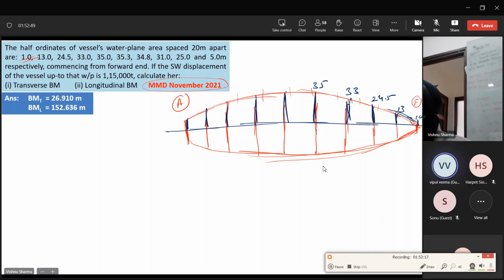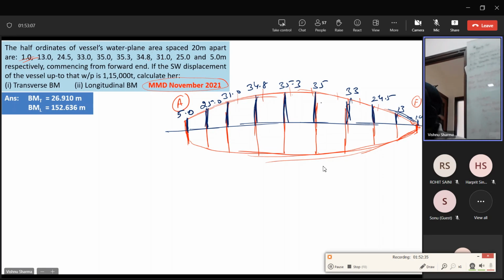35. Sorry sir to disturb, sir. Vipul is logging out and again reconnecting. Okay, no problem. Come in. And 5 meters. So these are the half breadths given. Vipul can come in the meantime.